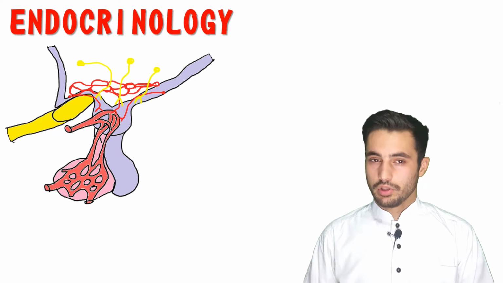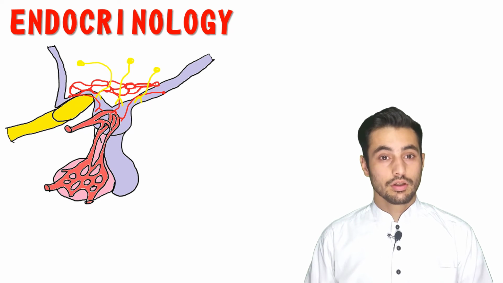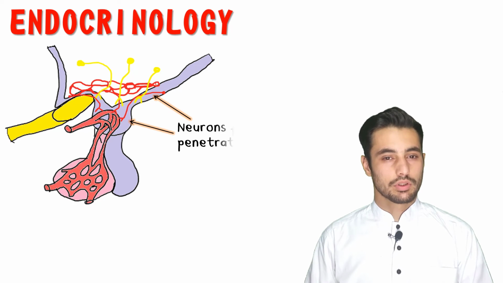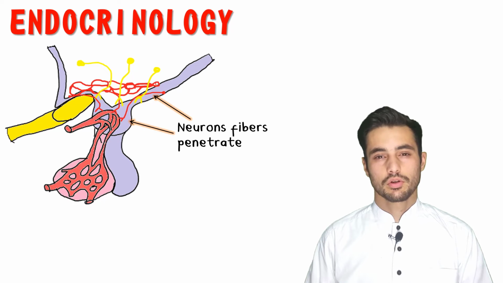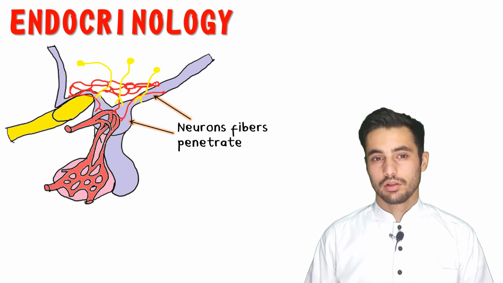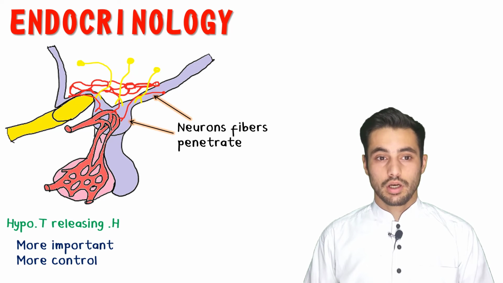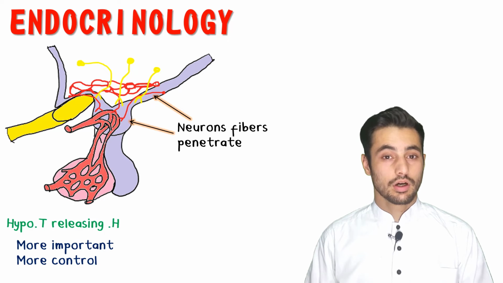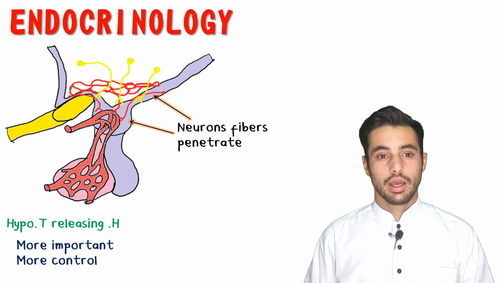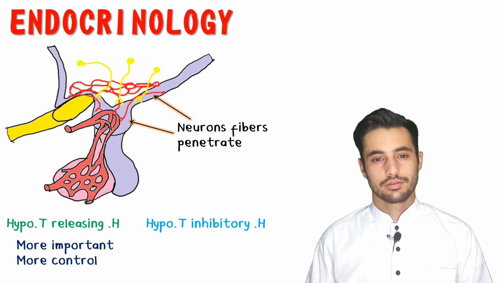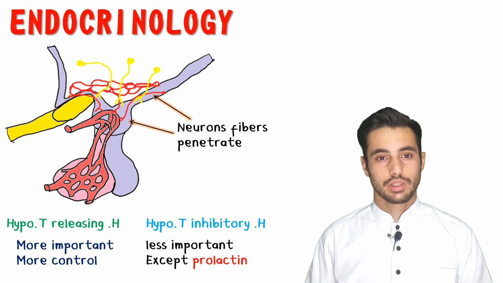The nerve fibers from the hypothalamus penetrate 2 portions of the hypothalamus, the tuber cinereum and the median eminence. Tuber cinereum is merely the extension of the hypothalamic tissue. Hypothalamic releasing hormones majorly control the secretion of the anterior pituitary, and the hypothalamic inhibitory hormones don't have much effect on the control of the anterior pituitary hormones except for one hormone, which is prolactin.